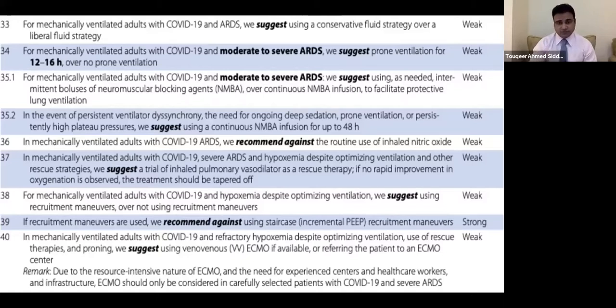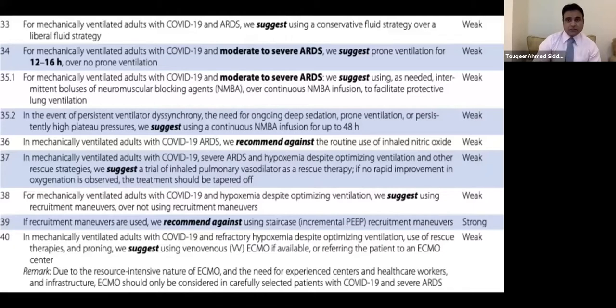Patients have got good outcomes if they are appropriately selected for ECMO, those who are failing all ventilatory strategies. But this is not the time to learn and start new centers on ECMO. This should only be done in established ECMO centers.